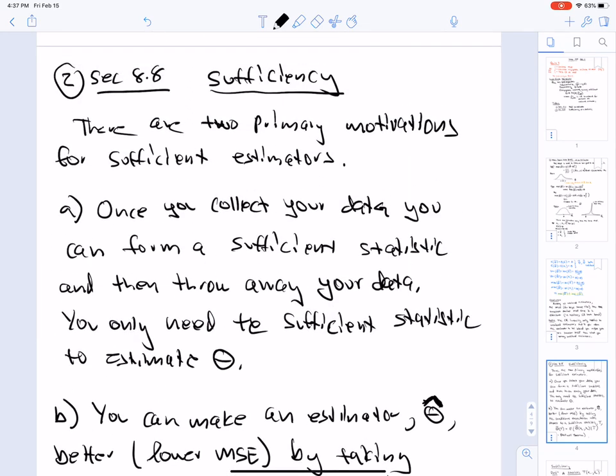This is important because today we have huge data sets that are really painful to work with. We can collect that large data set and then keep just a small subset of it to determine the estimator.